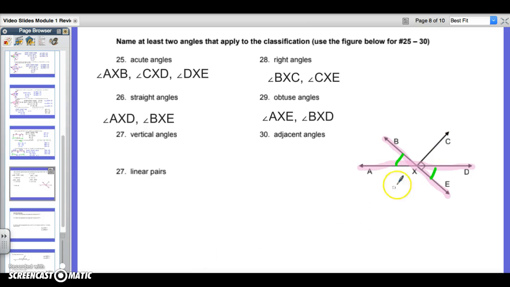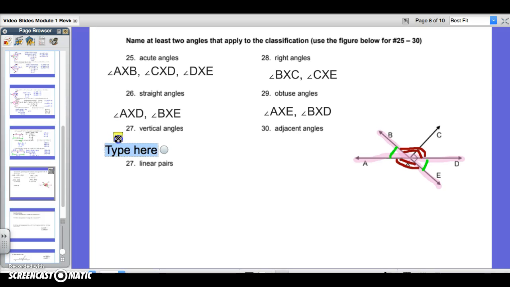And then we also have these angles here, this one, and this one, and those are congruent to each other. So let's go ahead and list those. I know I kind of just drew all over that, but vertical angles.